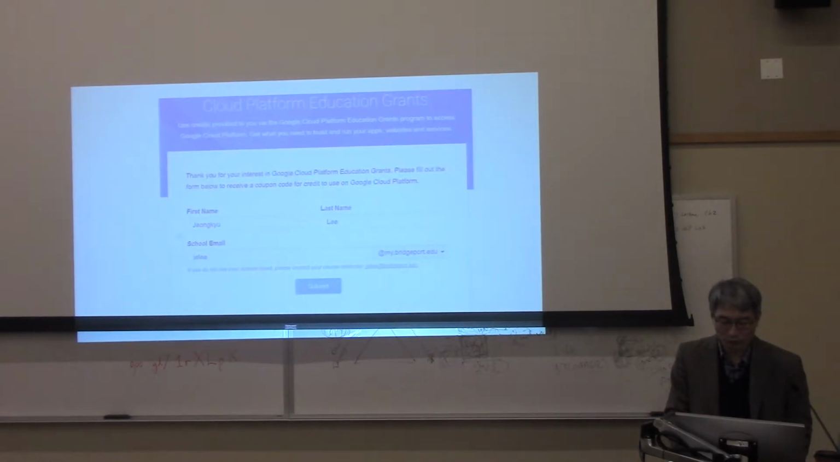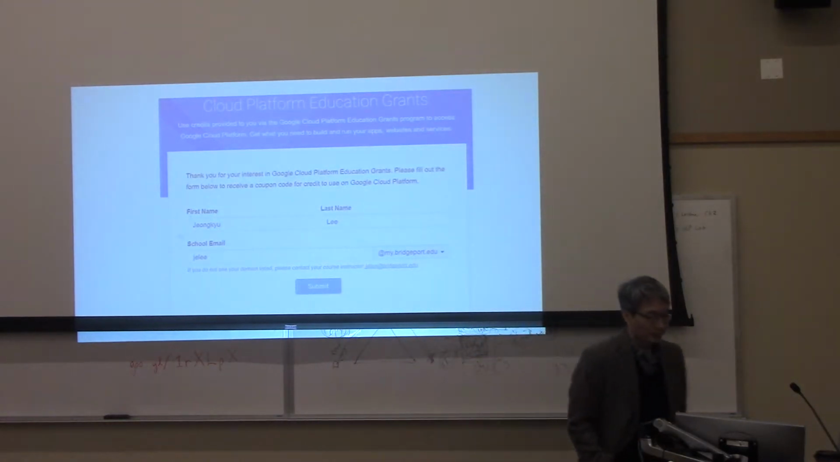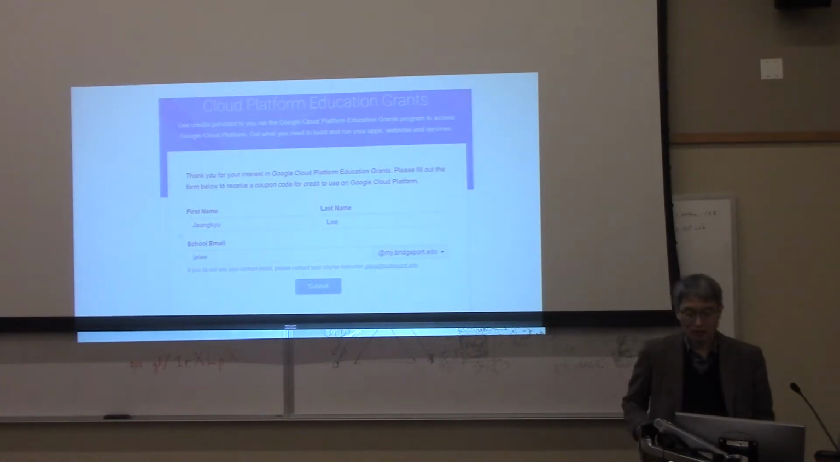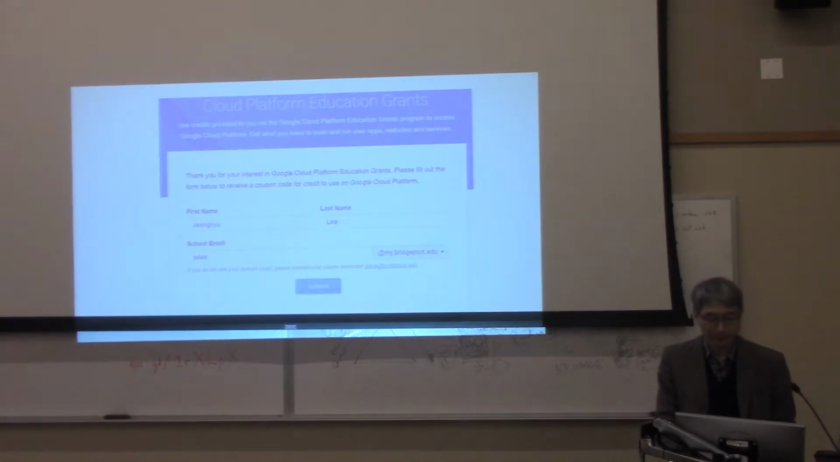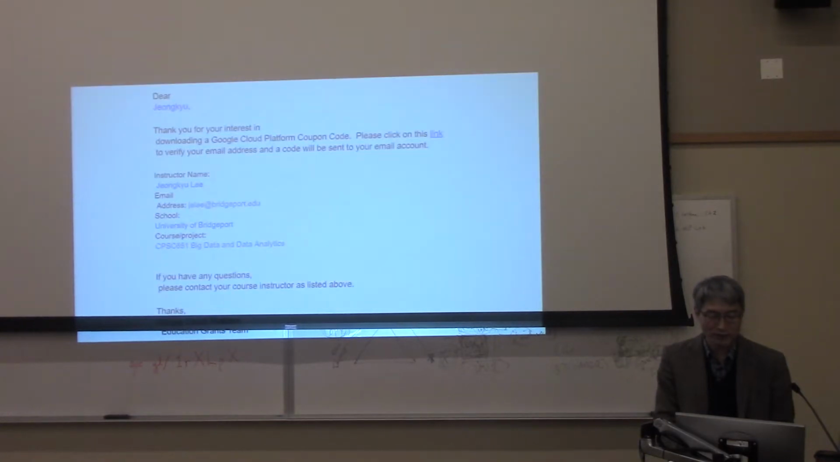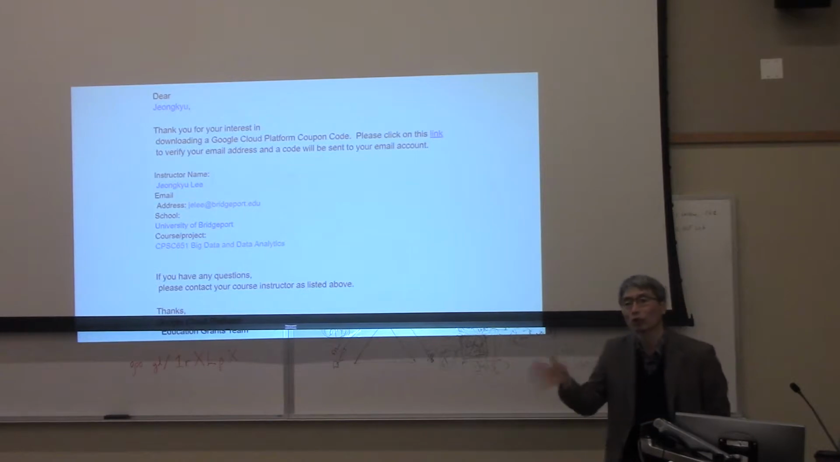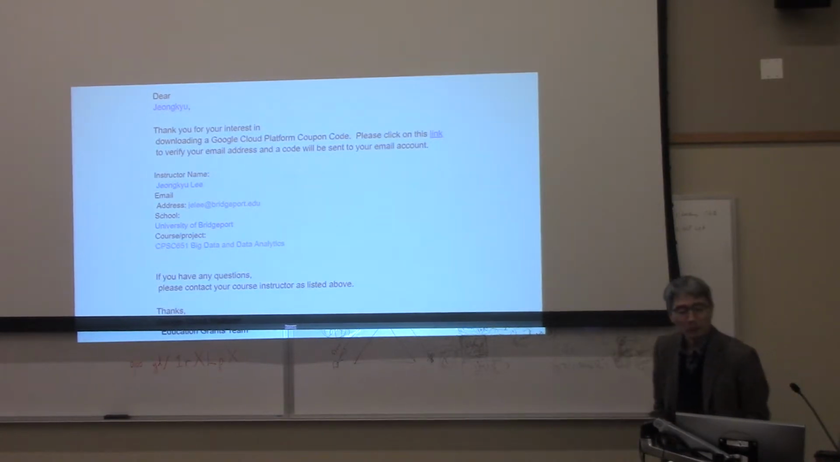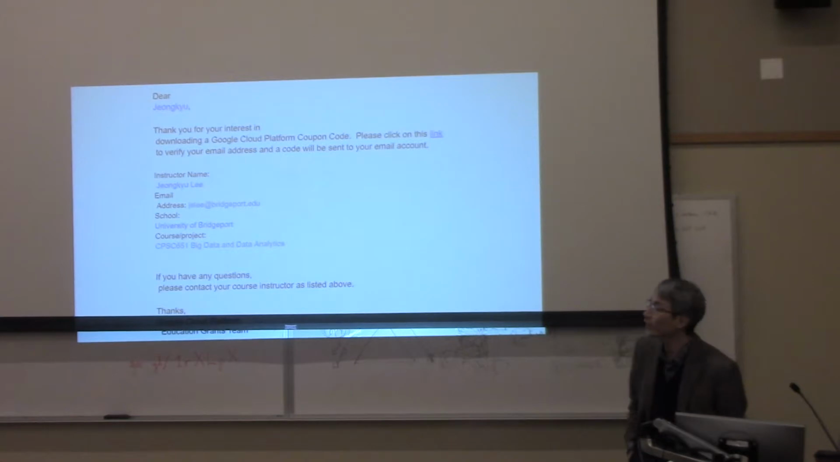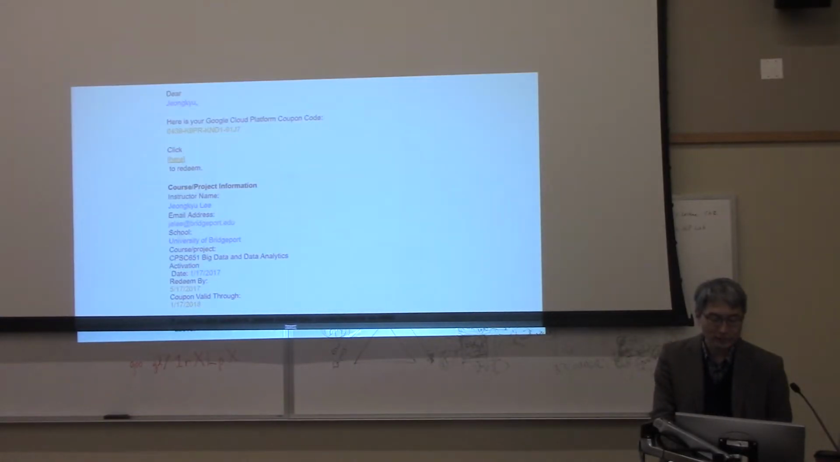Okay, so if you still haven't typed, please use this link. This is a short URL. If you submit, you will receive the first email. Go to your UB account and you will see this email. They are trying to verify whether you are a UB student or not, because it's a $50 coupon. So please click the link to verify. Then you will receive this email.